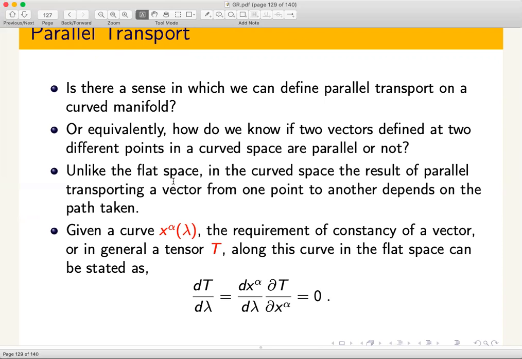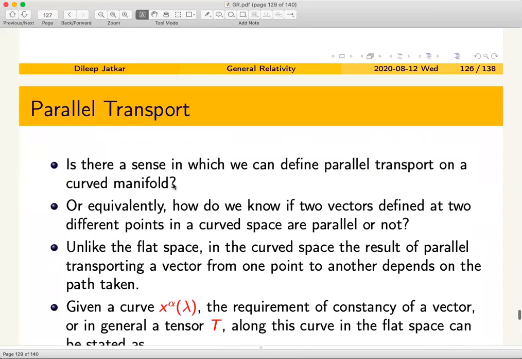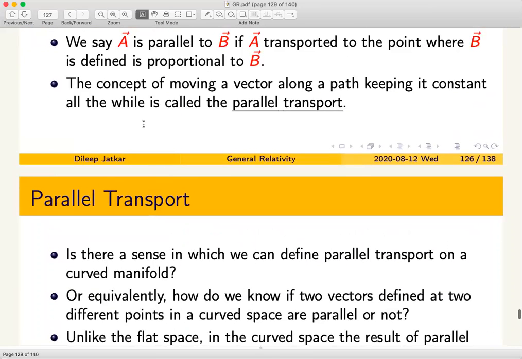Fine. So let us consider a curve which we write in terms of a parameter lambda, and let's write that curve as x^alpha(lambda). Consider the requirement of constancy of a vector or a tensor along this curve. That is the statement we made some time ago about parallel transport, that you hold it constant throughout the process of transporting the vector along a particular path.